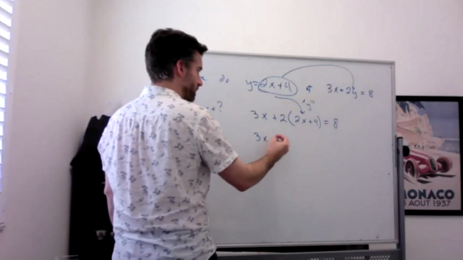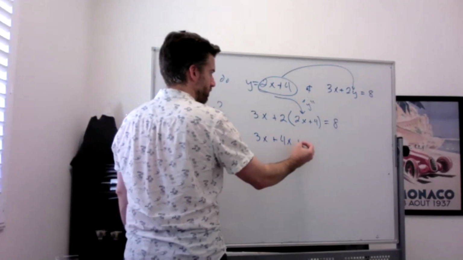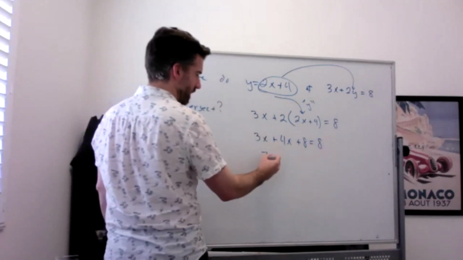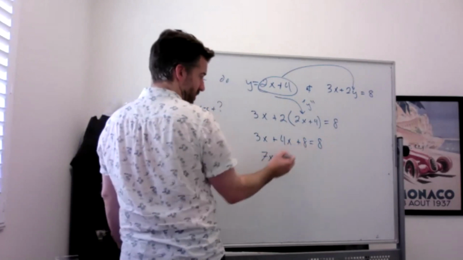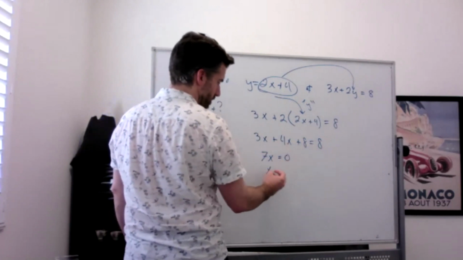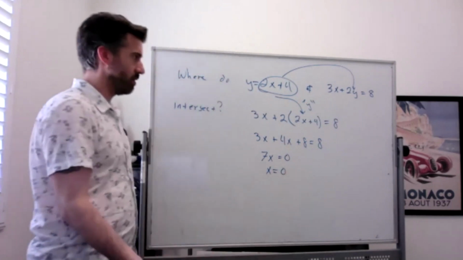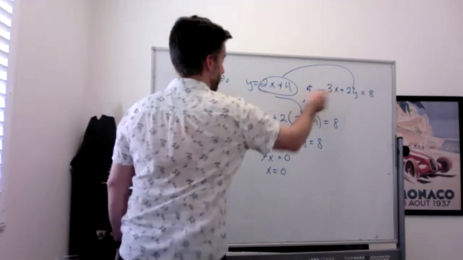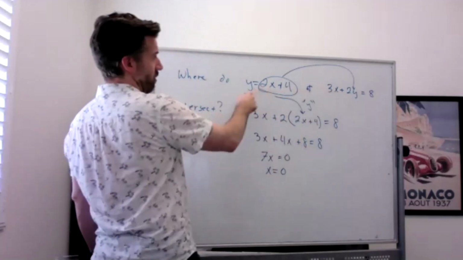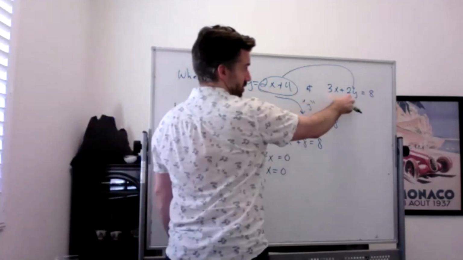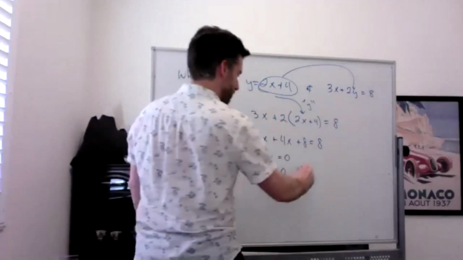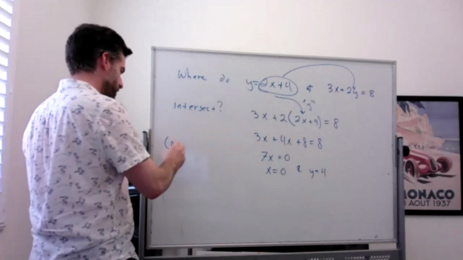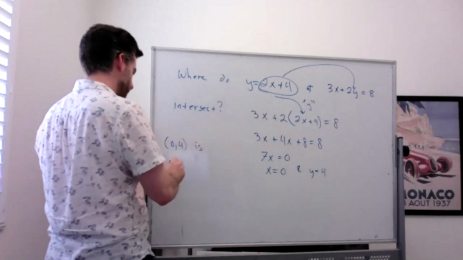We get 3x plus 4x plus 8 equals 8. 3x plus 4x is 7x. Subtract 8 from both sides and you get 0. So you get x equal to 0. And then you can plug back in 0 for x into either one of these equations. If you plug it in here, y is 4. If you plug it in here, 2y equals 8, which means y equals 4. So yes, the point 0, 4 is where they intersect.